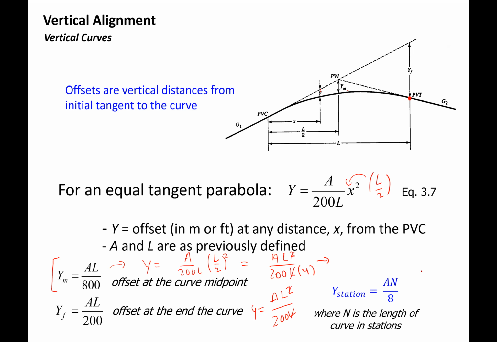And then recall we talked about whether we're talking about feet or stationing. If I wanted to know at the midpoint of the curve what the offset was, and I'm using stations, each station on a roadway is 100 feet. So I'm just putting in a factor of 100 there to account for stations. So just note that this equation here is applying to the midpoint of the curve.